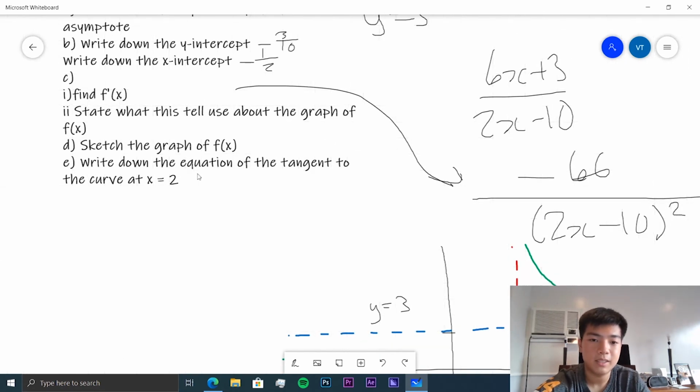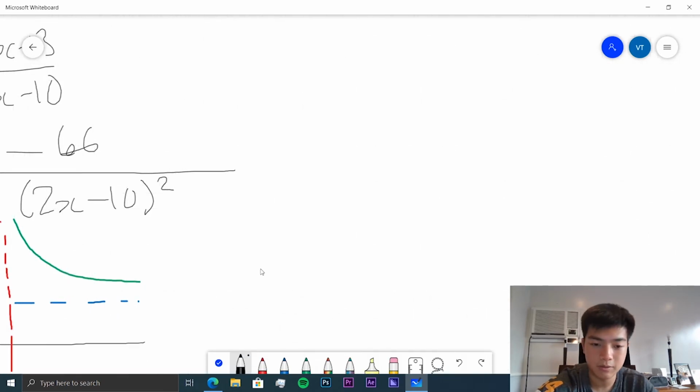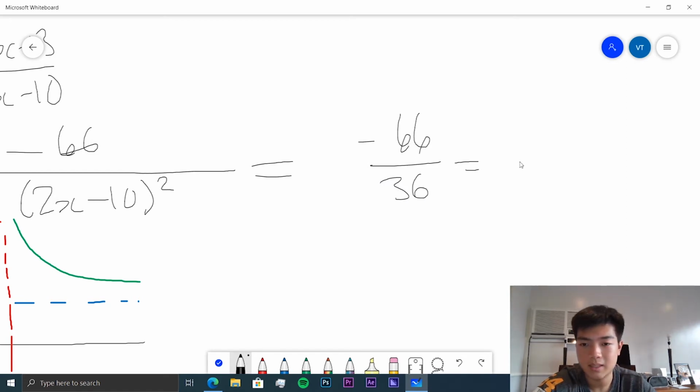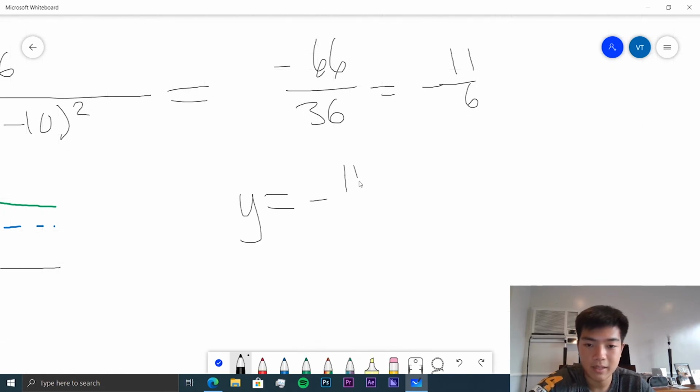Finally, write down the equation of the tangent to the curve at x equals 2. So if we find the tangent at x equals 2, the gradient will be equal to negative 66 divided by (4 minus 10) squared. So 6 squared, so 36. So this is equal to negative 11 over 6. So that's the gradient. So we have y is equal to negative 11 over 6 x plus c.